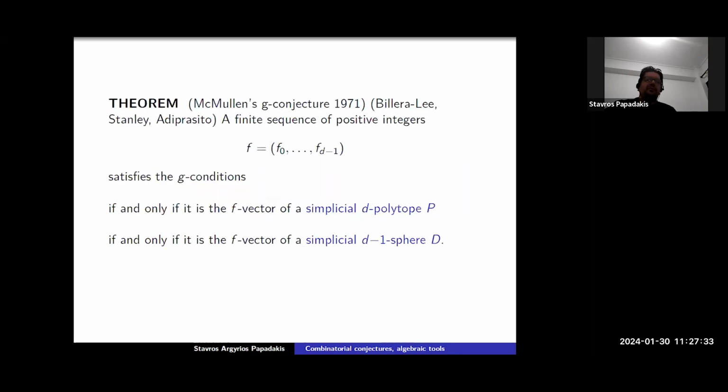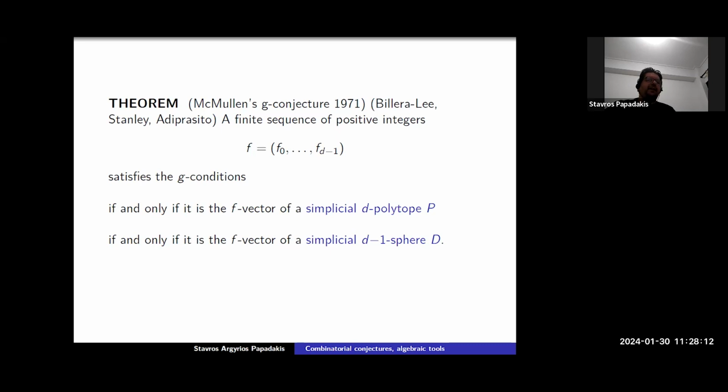Now we go to the big and important theorem that took almost 50 years from the conjecture to be formulated in this way. As we said before, it was a conjecture of McMullen around 1971, and then parts of it were proven by Billera, Lee, Stanley, and Adiprasito.